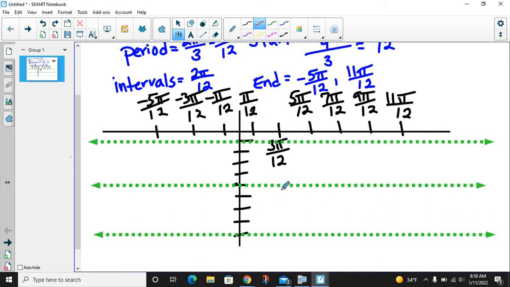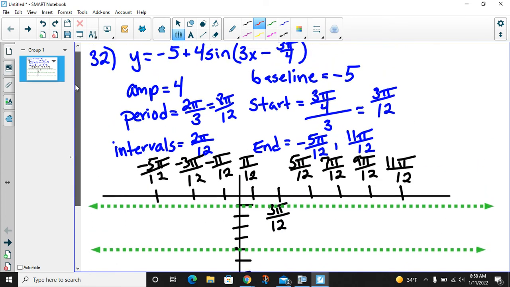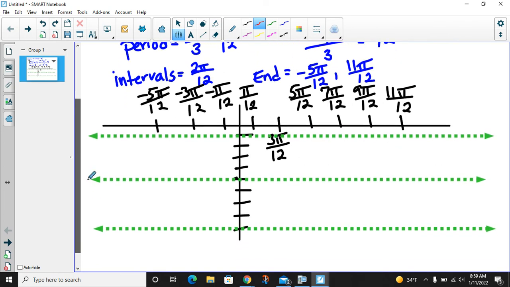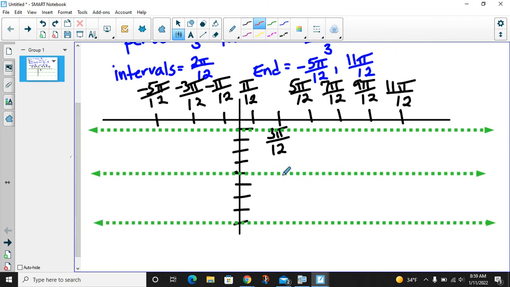all of my points are going to be on one of these dashed lines. My start was 3 pi over 12. This is a sine curve. Sine always starts on the baseline, remember? All right, so I go here, baseline.